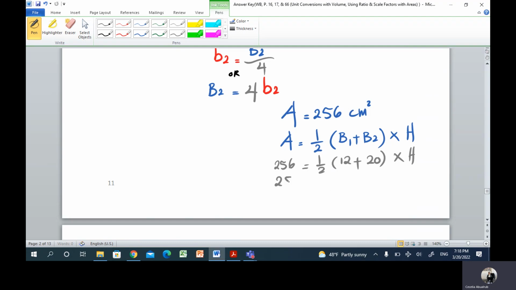So what do you do here? Just simplify. 256 equals half times the addition of 12 plus 20 inside a bracket. If you're using the calculator, it will be 16 times h. So h here will be 256 divided by 16, which is equal to h. So h is going to come down to 16 centimeters. So I'm going to write it here. So h will be equal to 16 centimeters.